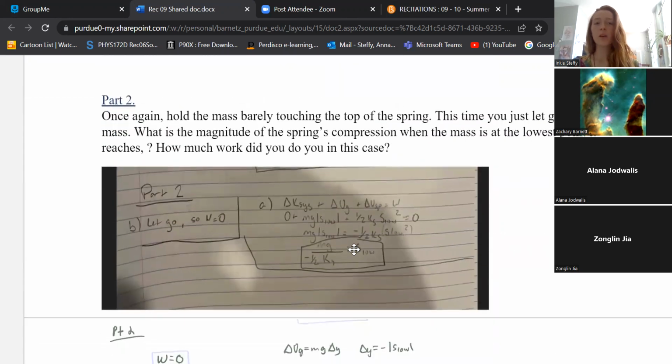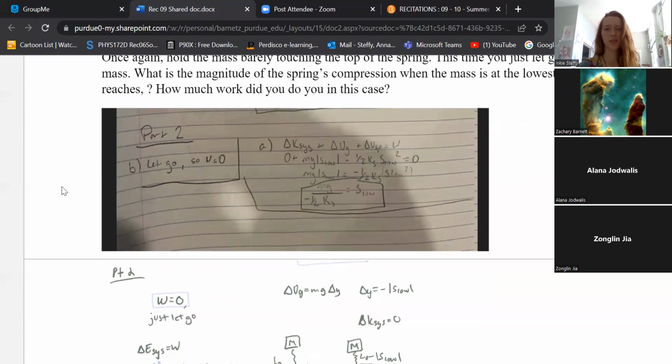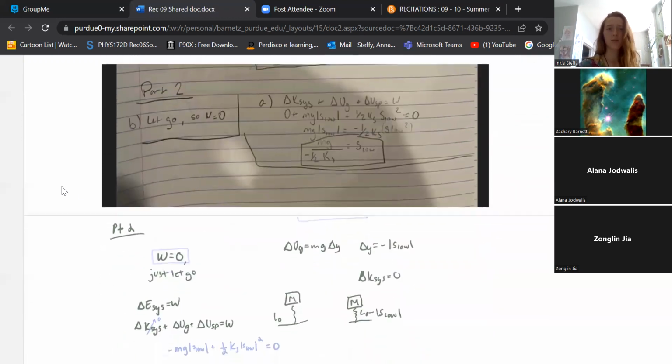And then in part 2, we're holding the mass. This time you let go of the mass. What is the magnitude of the spring's compression when the mass is at its lowest point? I approached this really similarly, with no work and the system being at rest to get rid of kinetic energy when I use the energy principle. Did other people use the same approach? Yeah.